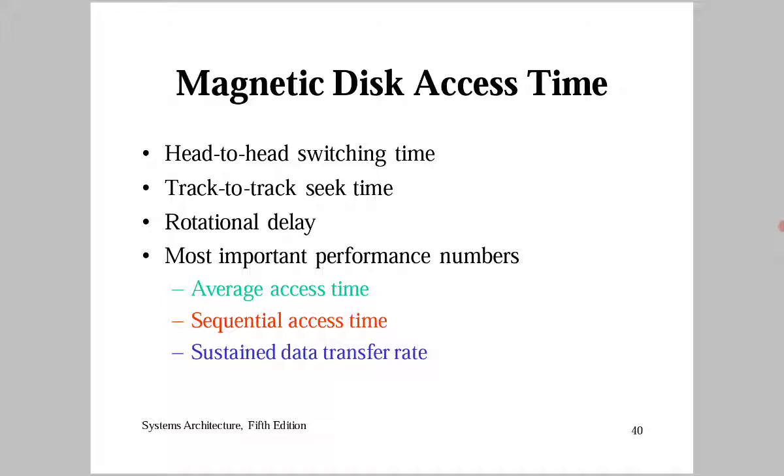So the next important term is magnetic disk access time. What is access time? Access time is the time required to access or get the data or information or record from the disk to the processor. So head to head switching time, track to track seek time, rotational delay, the most important performance numbers, average access time, sequential access time, and sustained data transfer rate.